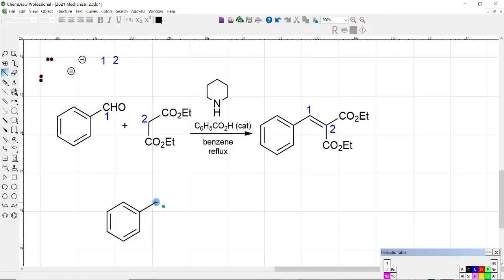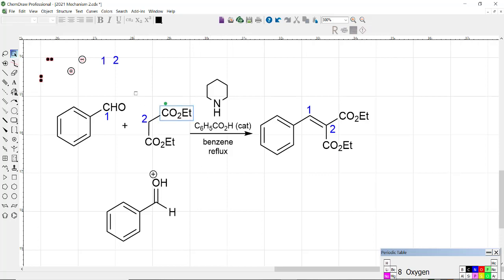So assuming that protonation takes place, you're going to get a protonated aldehyde, which will look something like this. Okay, so this will be the protonated aldehyde. And of course, I need to put in the arrows here to show that it is indeed being protonated.